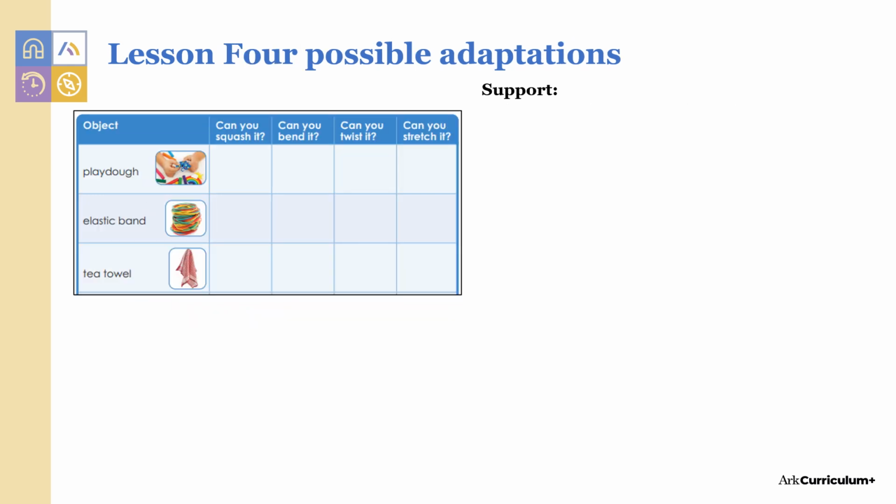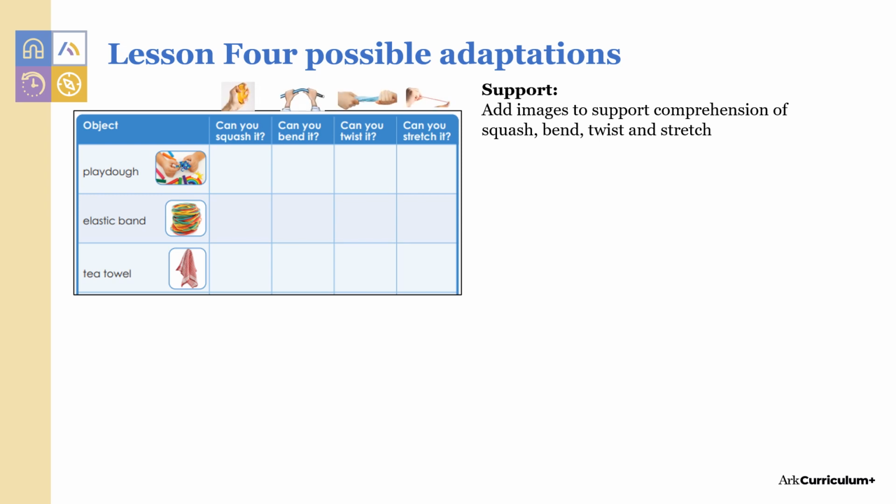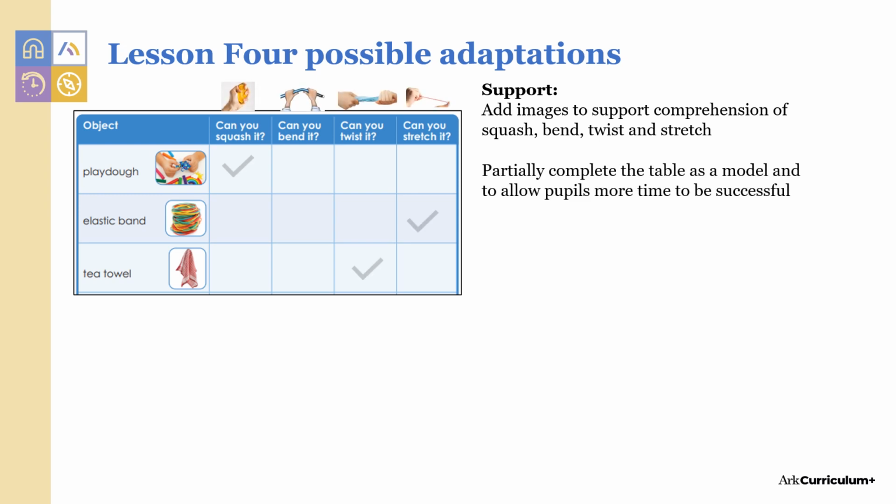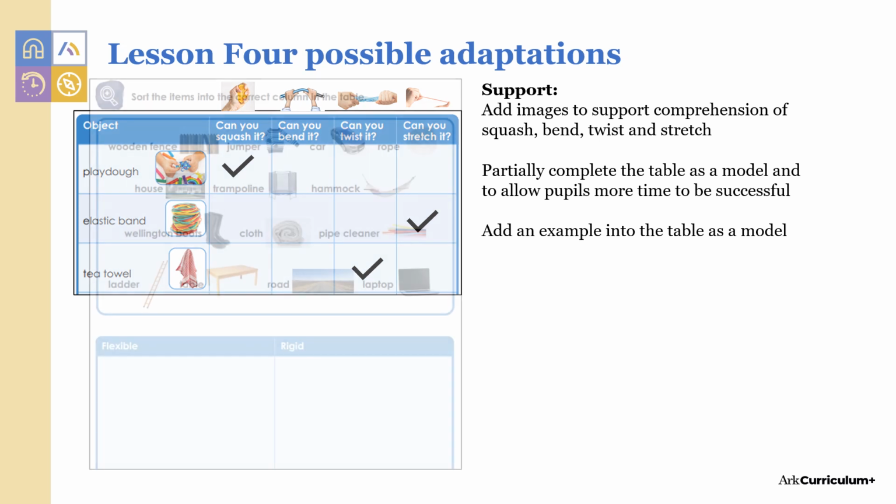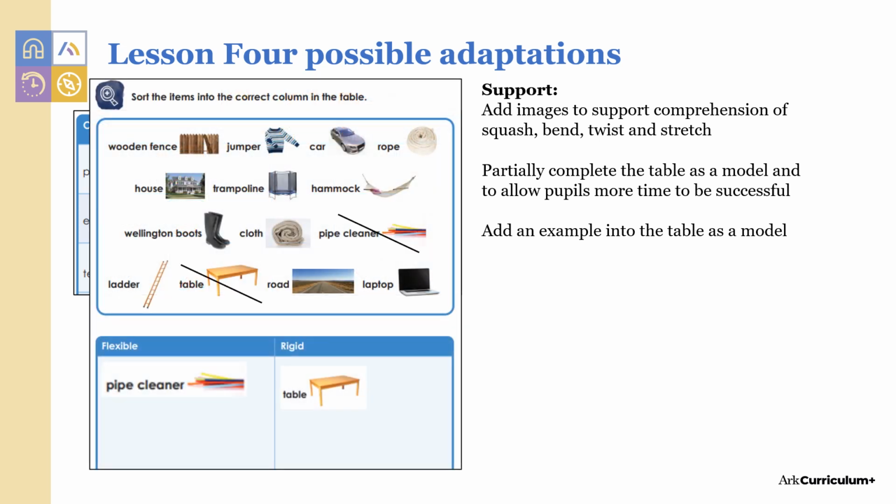In Lesson 4, pupils investigate different objects by answering the questions to see if they can squash them, bend them, twist them, or stretch them. You can support pupils by adding images to support comprehension of squash, bend, twist, and stretch. You could partially complete the table as a model to allow pupils more time to be successful. And you could add an example onto the table as a model itself.